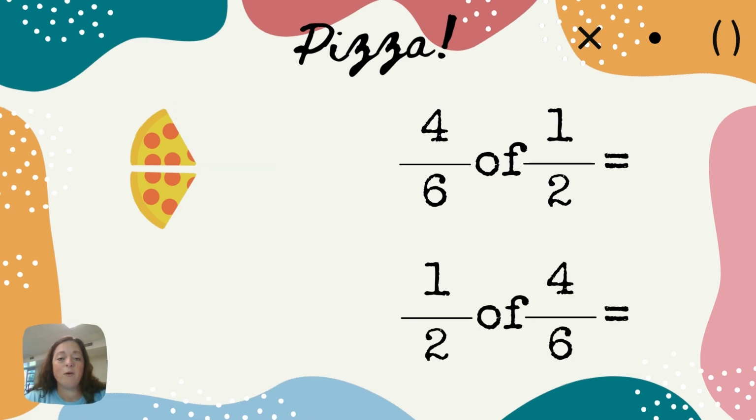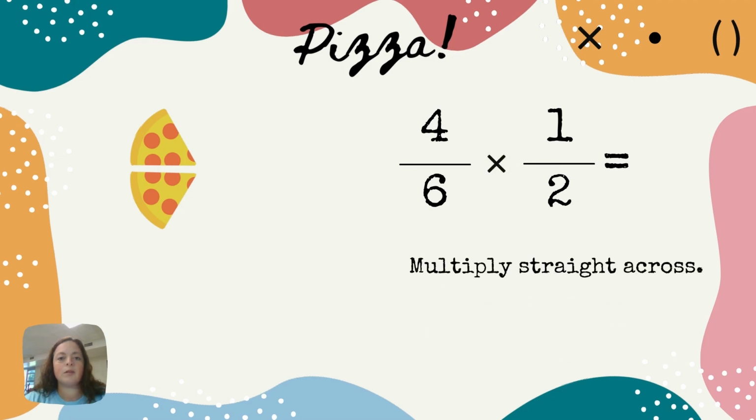We know that half of 4 is 2. So half of 4/6 is going to be 2/6. We also know that we can multiply straight across. So the numerators, 4 times 1, is 4.